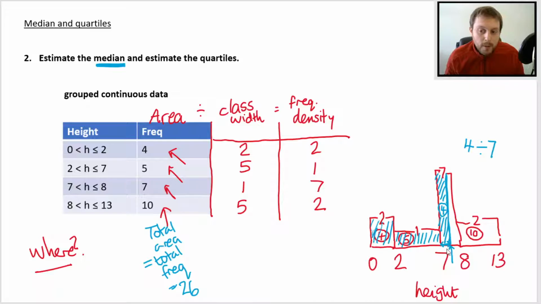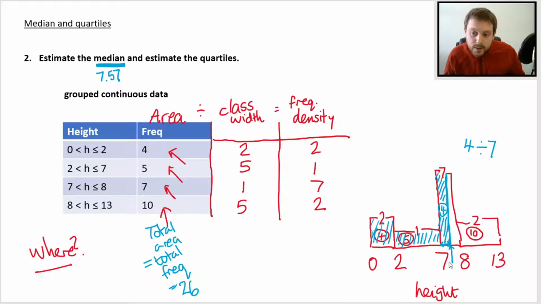And then the last little thing to do is to realize that we've started at 7. So it's 7 plus this bit. So it's 7 plus 4/7. And 7 plus 4/7 is 7 and 4/7. So as a decimal, 7.57 to 2 decimal places.